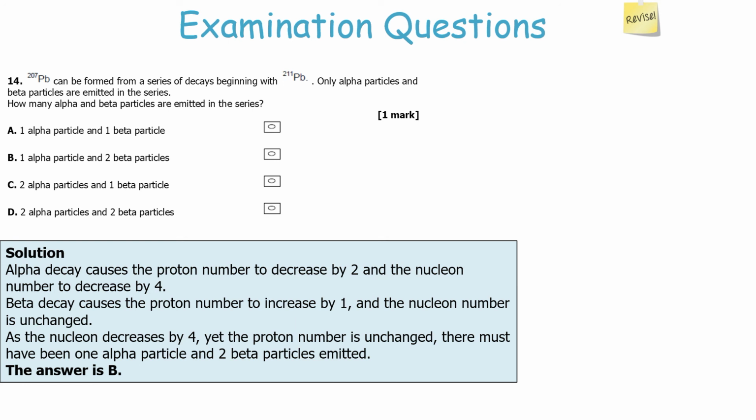has decreased by 4. So therefore, we can have this take place with 1 alpha decay, but that has meant that the proton number has gone down by 2. But we know the proton number must stay the same, so therefore we need to have 2 beta decays take place to increase the proton number back up to the original value, whilst keeping that nucleon number still down by 4. So the answer is 1 alpha, 2 betas, the answer is B.